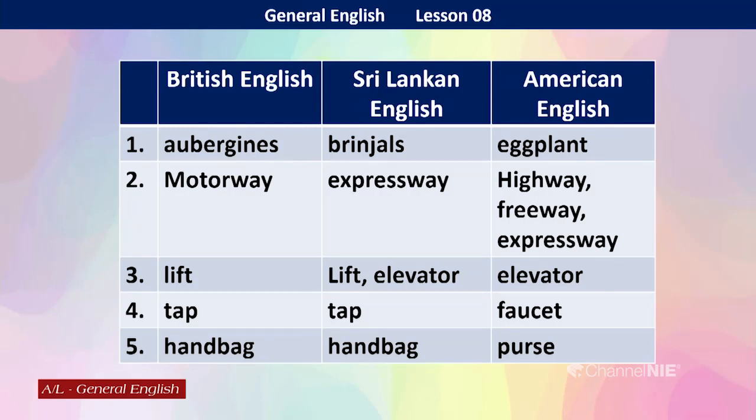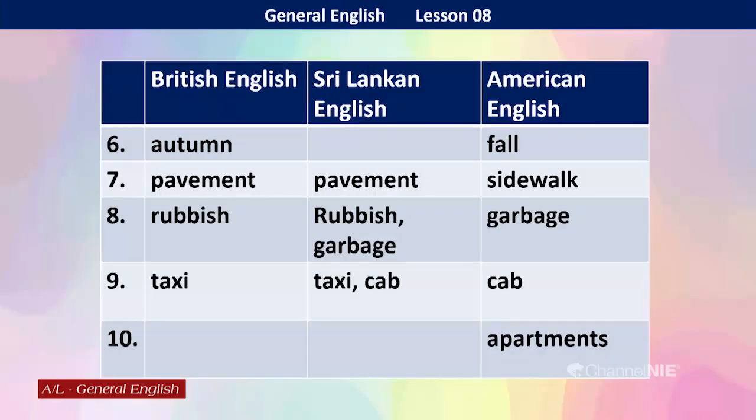Then in Sri Lankan English we call it tap, even British people call it tap, while the Americans call it faucet. Then in Sri Lanka we use handbag, even British people call it handbag, but Americans call it purse, right? Then Americans call it fall for the autumn, and we as Sri Lankans call it autumn, right? So, you can fill the blank in your book. Then British people call it pavement, we also call it pavement, and Americans say sidewalk.